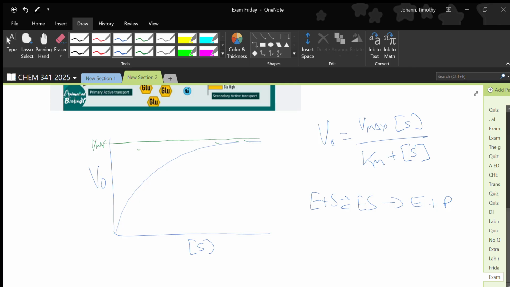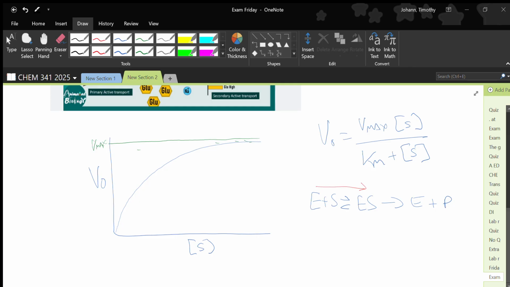We've got enzyme plus substrate, but as I increase the amount of substrate, we can use Le Chatelier's principle to think about this. We're going to shove more of that enzyme into the enzyme substrate complex, and eventually I get to the point where my enzyme is all bound by substrate, okay? And so that's why I get a Vmax. I have a maximum velocity. I can't go any faster.